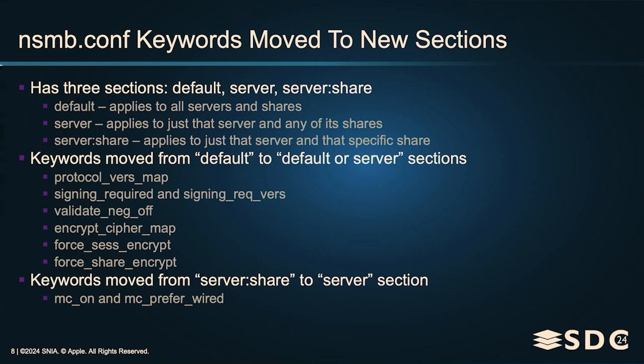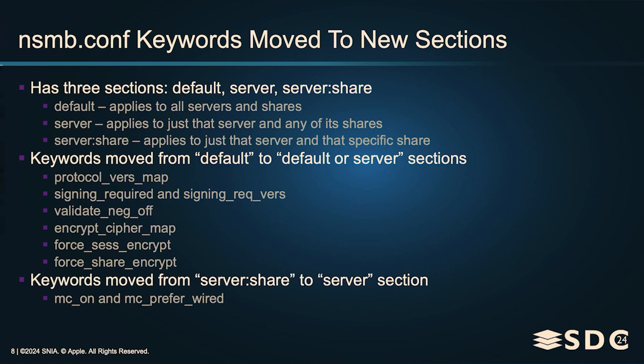Same thing with signing required and signing required versions. Again, you can specify it now to a specific server if you want to. The old validate negotiate off, I think that's SMB 3.0, 3.02.